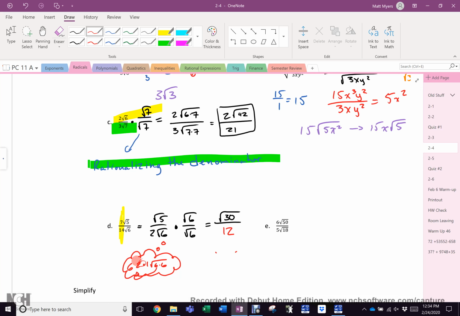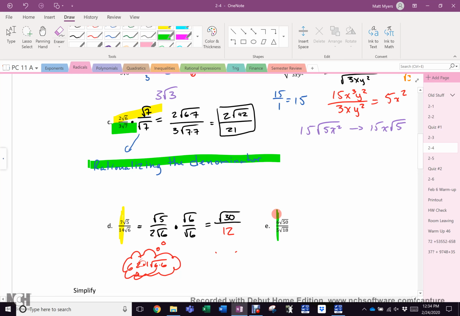Okay. What's weird about E? Is this going to work? No. Should I leave them like that? I'm allowed to leave them like that if I want. I could do this, but then my numbers will be big and my simplifying will be more difficult. So when should I simplify? Right now. What does this become?